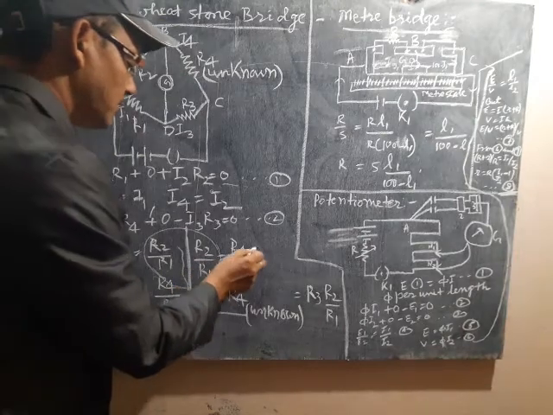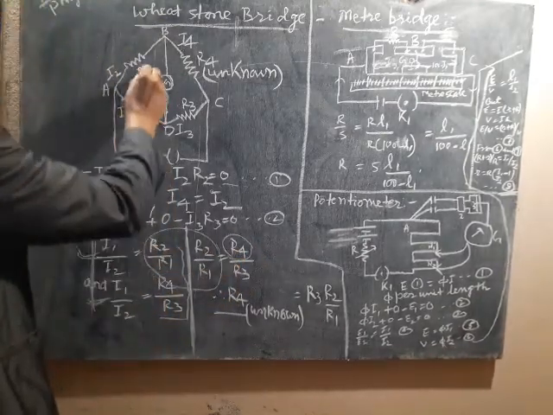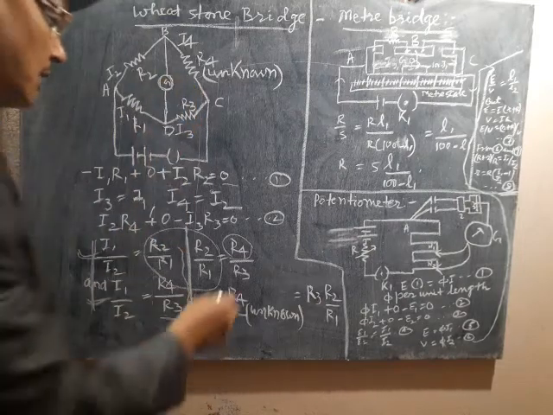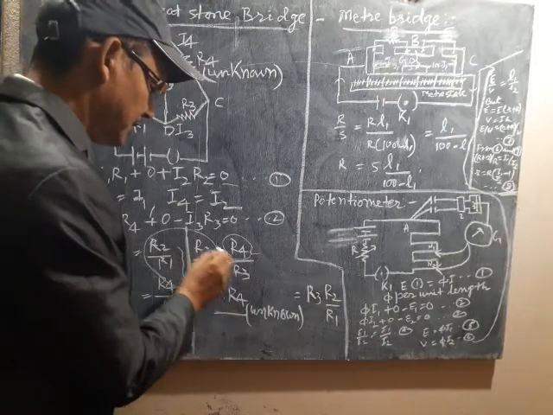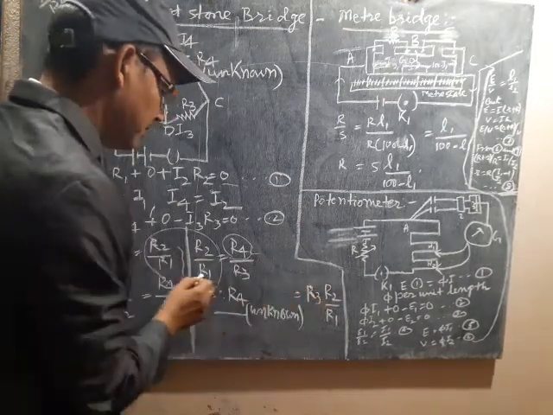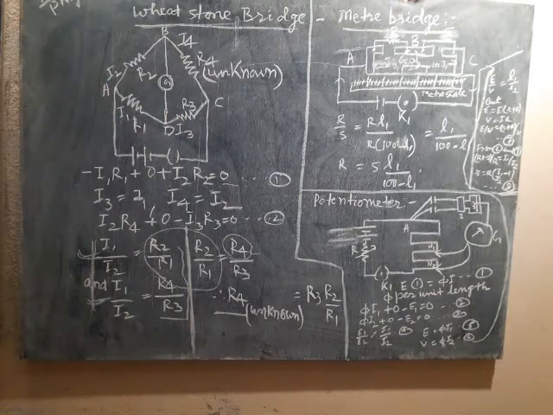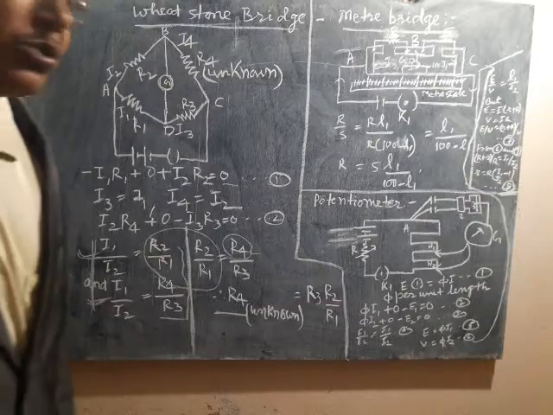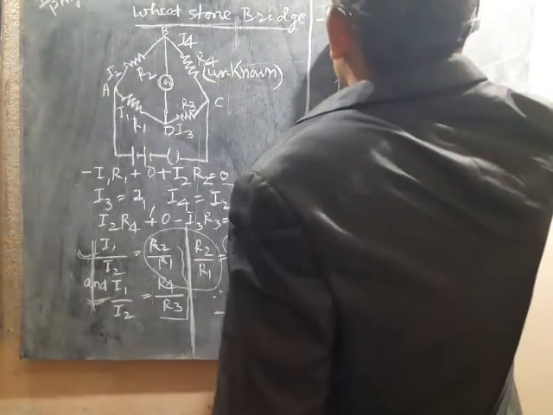So here you have to obtain what is unknown. R1, R2, R3 are given, but R4 is unknown. Then how do you get it? Simply cross multiplication: R4 is equal to R2R3 by R1. So through this instrument, the Wheatstone bridge, you can find out an unknown resistance. Okay.